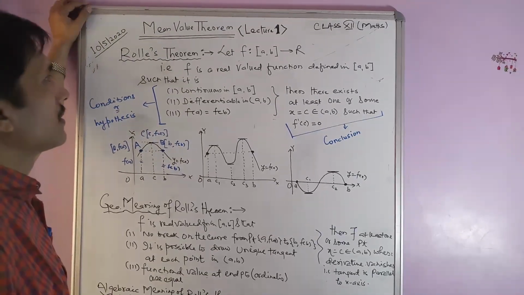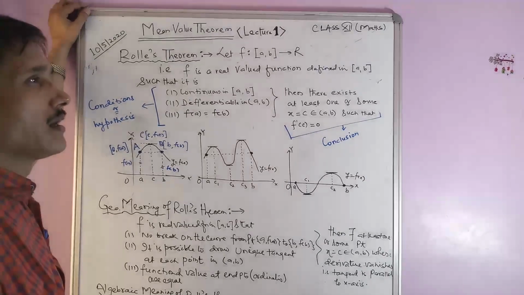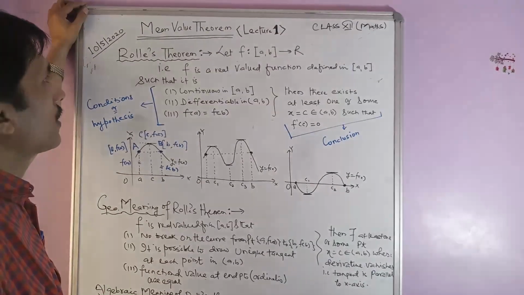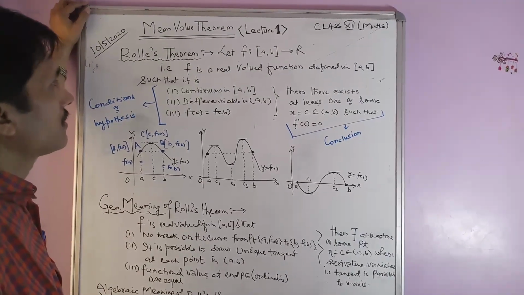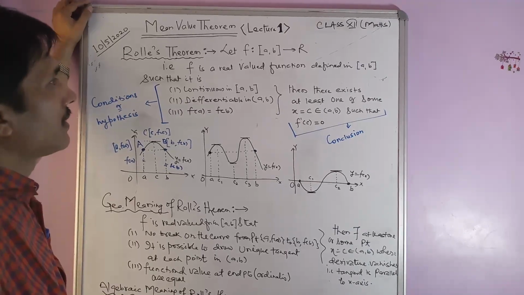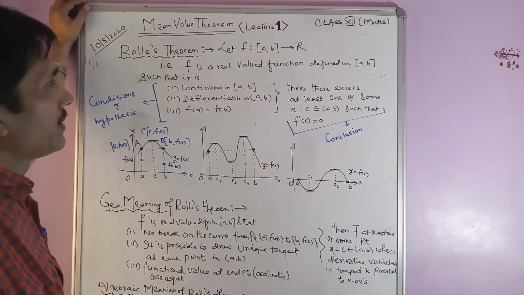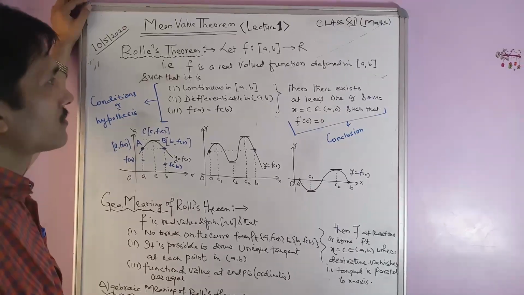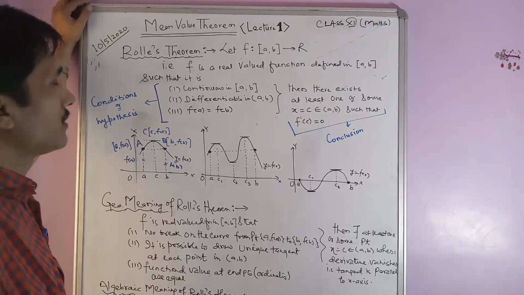In this chapter, we mainly discuss two theorems of differential calculus, Rolle's theorem and Lagrange's mean value theorem, which is also known as the first mean value theorem.